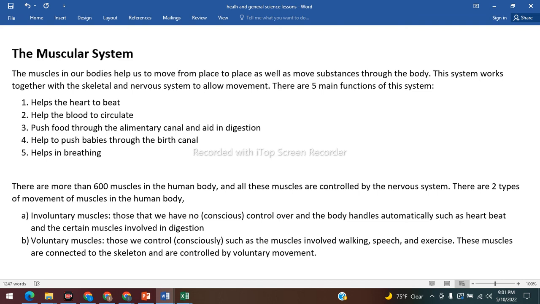So for homework, I want you to tell me what we mean by antagonistic pair. The name kind of gives it away. What do we mean in terms of muscle? What do we mean by antagonistic pair?